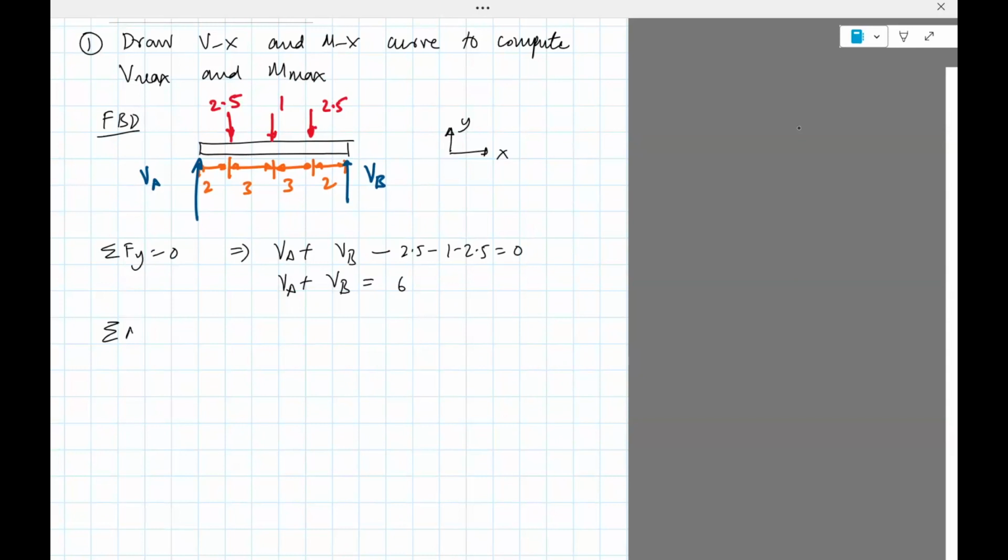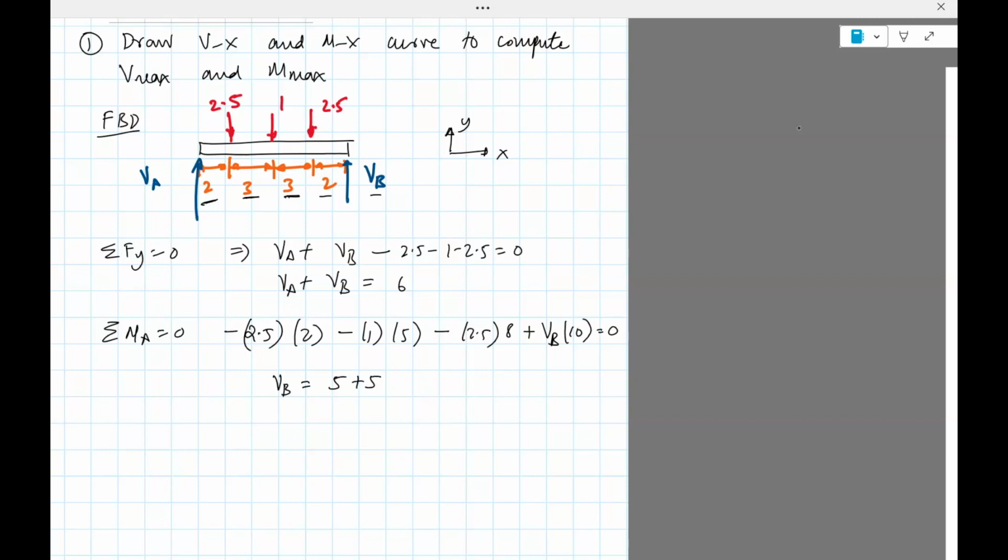Okay, then we can take moments about, maybe about A. If you take moments about A, then 2.5 acts at a distance of 2 meters from A, and that creates a clockwise moment, negative. The force 1 acts at a distance of 3 plus 2, 5, creates a clockwise moment. Then we have 2.5 acting at a distance of 3 plus 3 plus 2, that's 8, and creates a clockwise moment. And then we have VB, which acts at a distance of 2 plus 3 plus 3 plus 2, that's 10, and produces a counterclockwise moment, equals 0. Okay, from this, we can solve for VB.